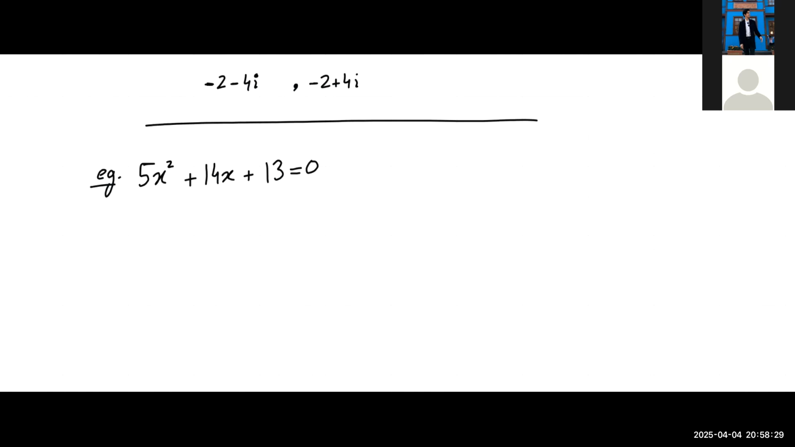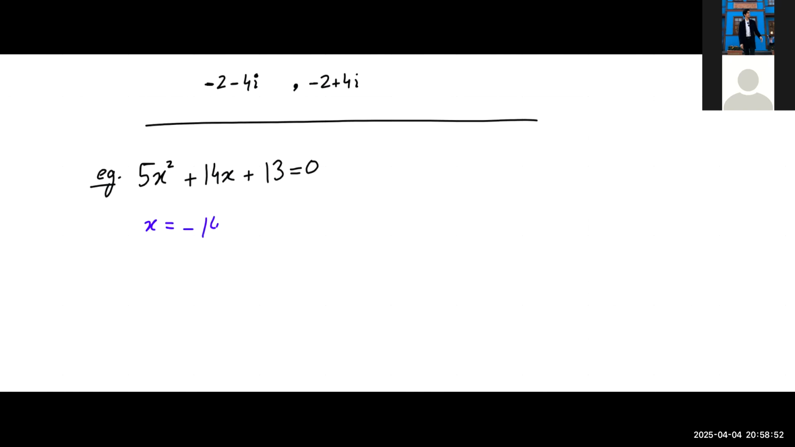I hope that you already understand that we're expecting non-real answers, right? We're expecting complex answers. The splitting the middle term method won't work here. That only works for real answers. So we need to use either completing the square or the quadratic formula. So let's use the quadratic formula just to see why we get complex answers anyway.